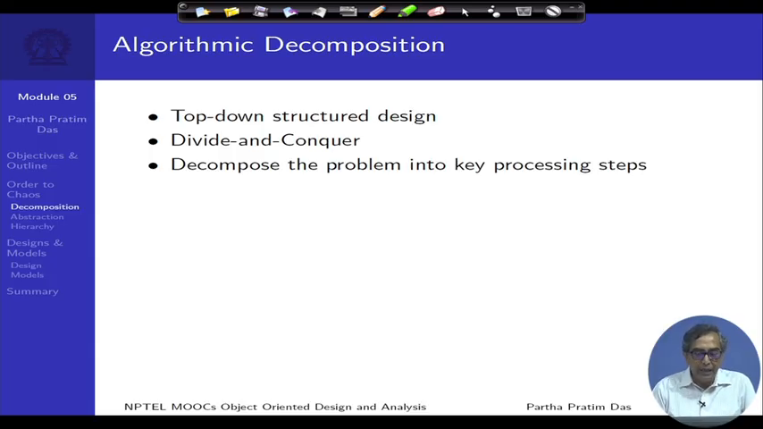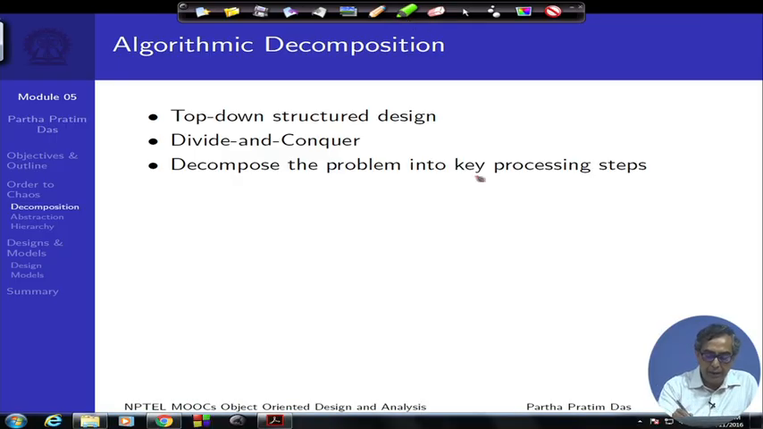So, in general, we will look at algorithmic decomposition as decomposing the problem in terms of key processing steps. So, the main thing to note in algorithmic decomposition is that you decompose the problem in terms of key processing steps. What is inherent in algorithmic decomposition is that you identify processing steps, then identify the key processing steps and try to decompose the whole problem in terms of those.